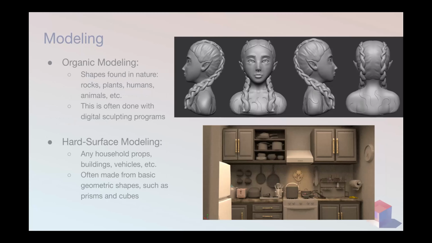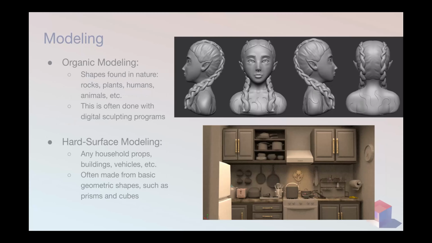Apologies. So to go in a little more detail about modeling, there are lots of different kinds, but for our sakes, we'll talk about two. First of which is organic modeling, which is shapes found in nature like rocks, plants, humans, animals, etc. It's focusing on elements that aren't as angular or man-made or heavily constructed. This is often done with digital sculpting programs or with regular 3D software if you're able to get those curves looking really nice.